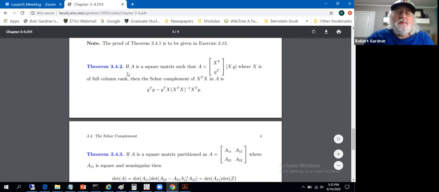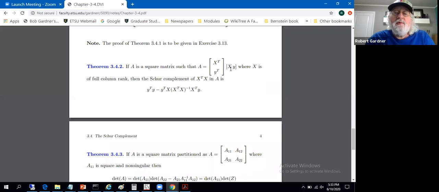Theorem 3.4.2 says, if A is a square matrix such that A is written as the transpose of a matrix X, down here we've got the transpose of a vector Y. Over here we've got matrix X itself, and we've got vector Y itself. We would be treating Y as a column vector. I can kind of tell from the context. So over here, Y transpose would be a row vector. We've added, in some sense, an extra column on the right and an extra row to the bottom in terms of this kind of manipulation.